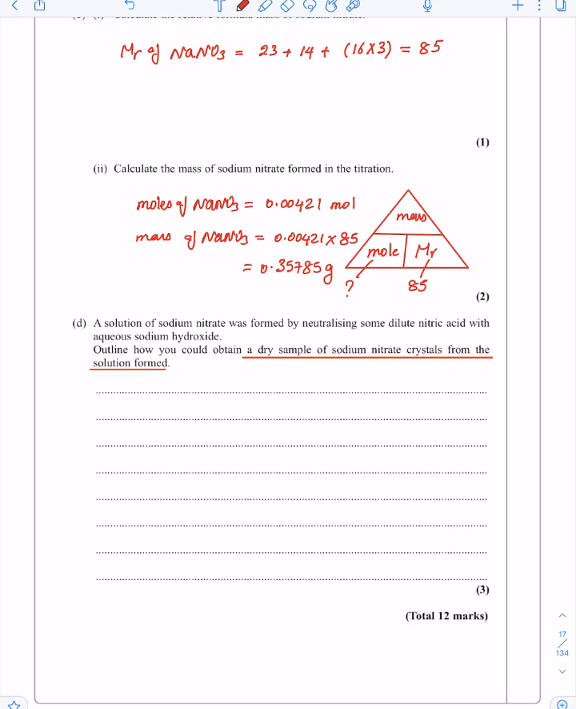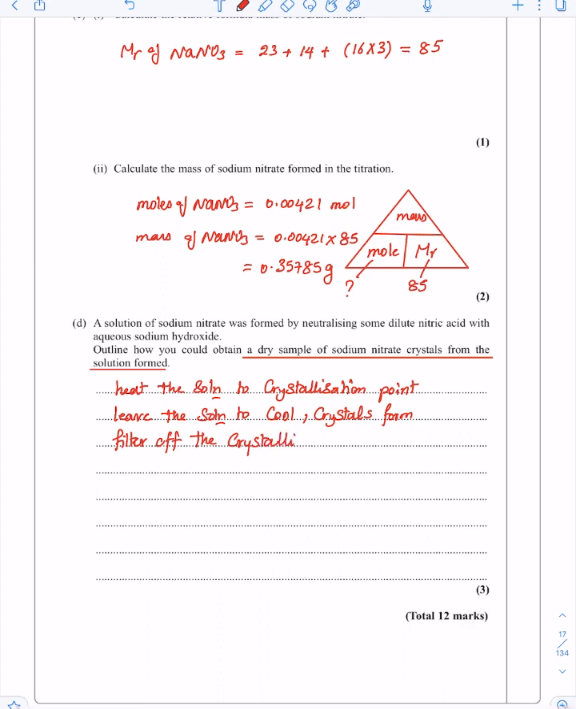So we'll work through the crystallization steps: heat the solution to the crystallization point, then leave the solution to cool. The crystals start to form, then filter off the crystals, and after that leave to dry.